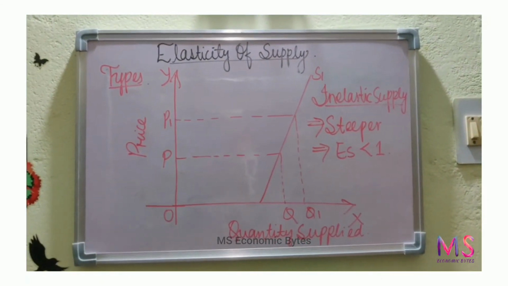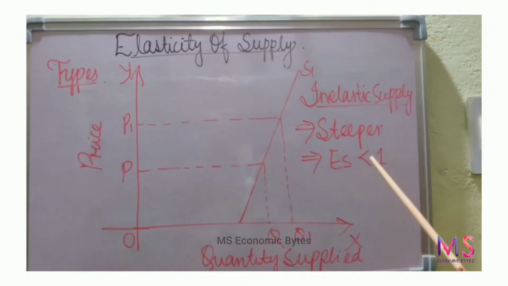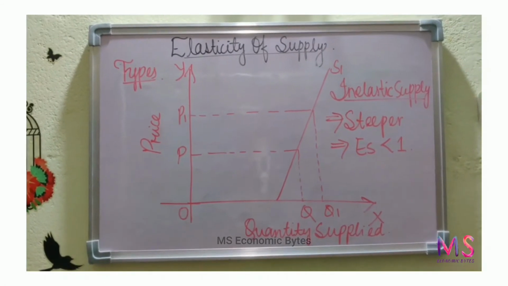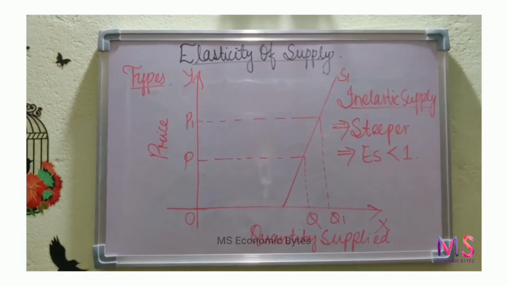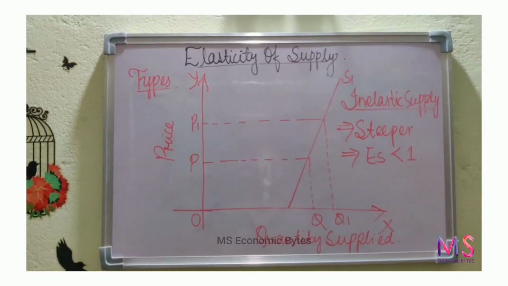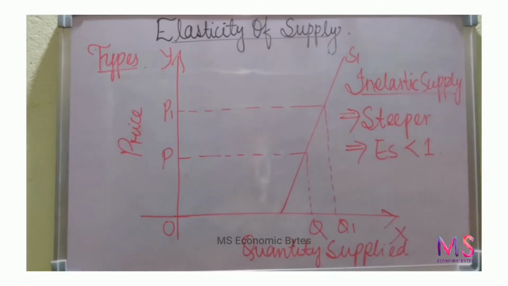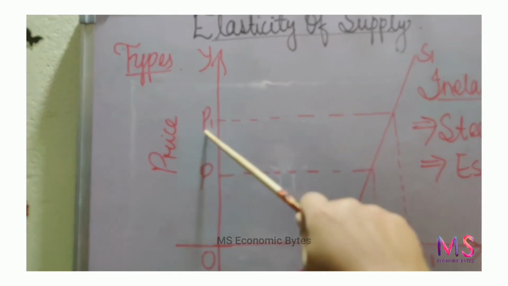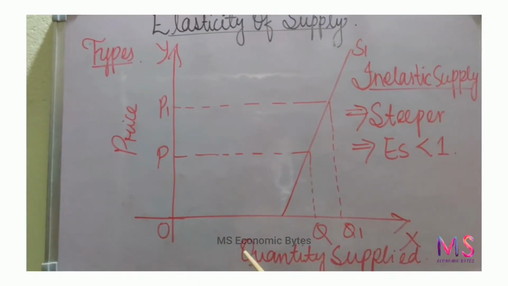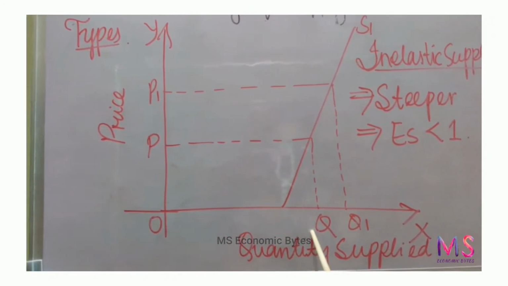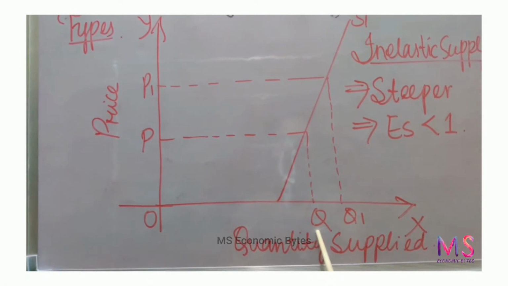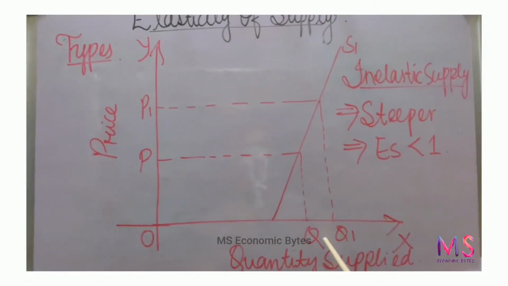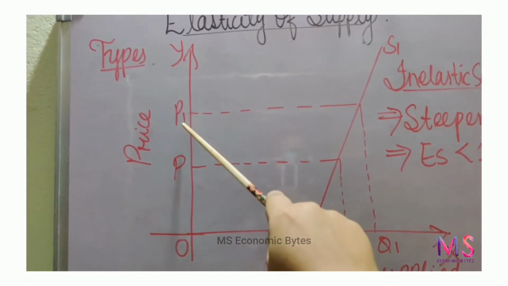Now the second type of elasticity of supply is inelastic supply. In case of inelastic supply, a given percentage change in price leads to a less than proportionate change in quantity supplied. In the figure you can see that when price increases from OP to OP1 by the amount PP1, quantity supplied increases from OQ to OQ1 by the amount QQ1. It is clear that QQ1 is less than PP1.